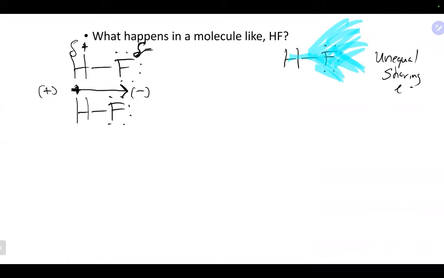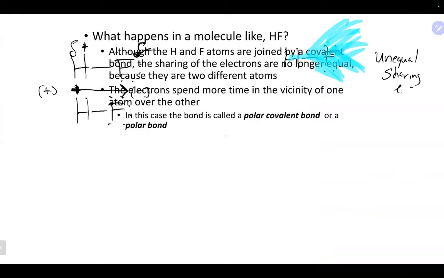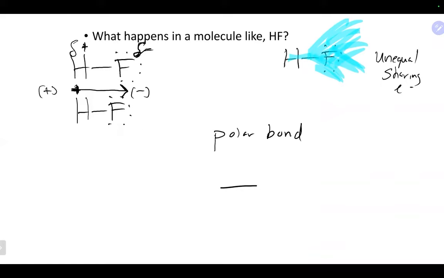This sort of unequal sharing of electrons is another type of covalent bond, and this is what is known as a polar covalent bond, or just a polar bond. So this is really a polar bond, or the official name, a polar covalent bond. And again, this is a result basically of the electrons hanging out closer to the fluorine because it's more electronegative.